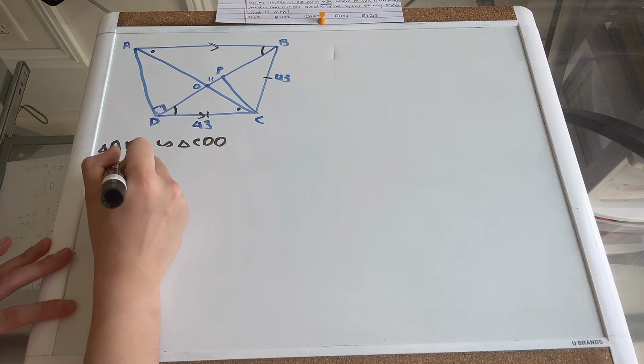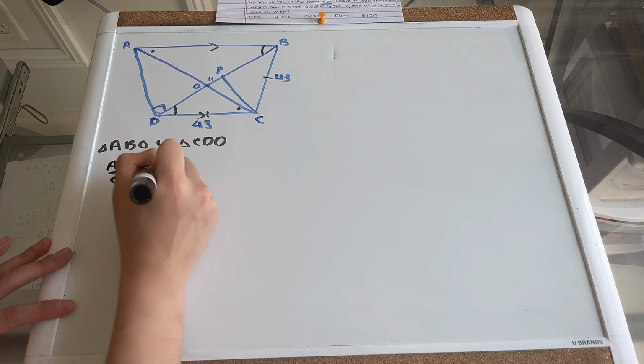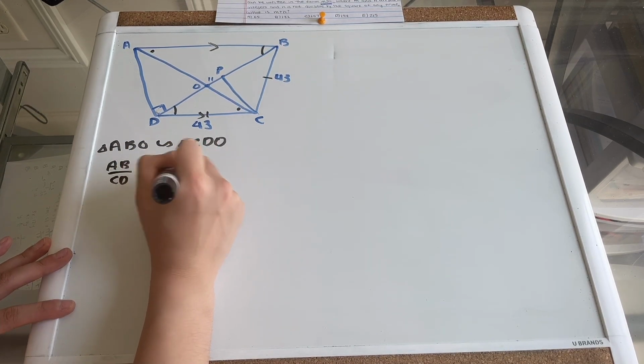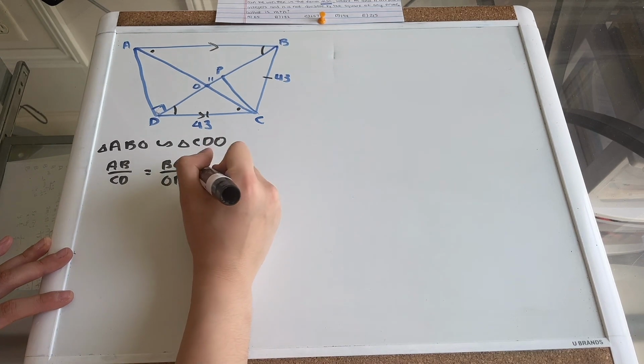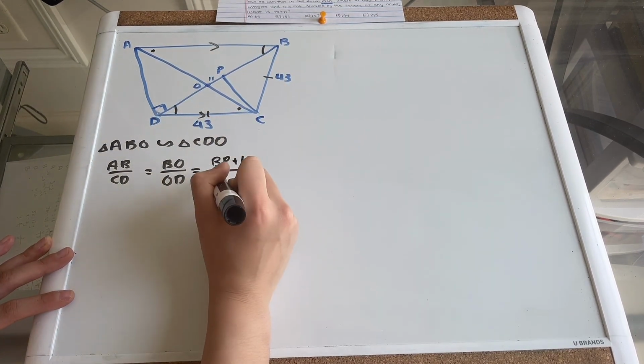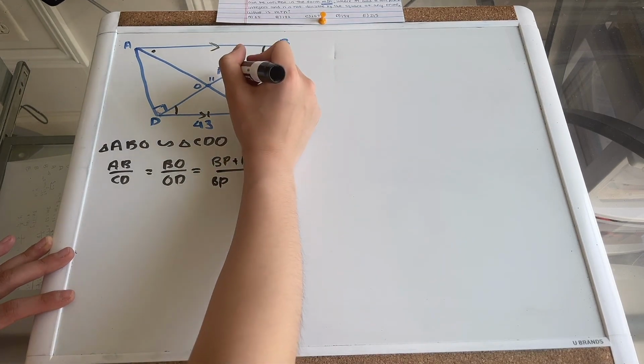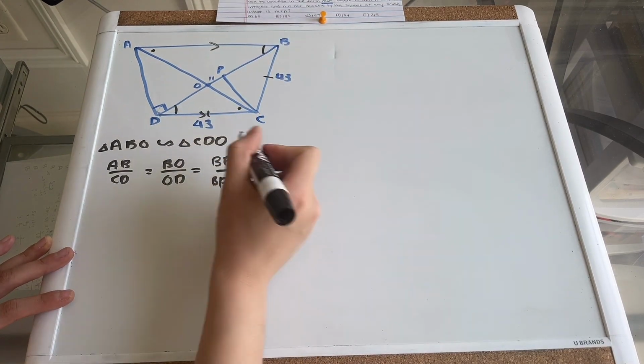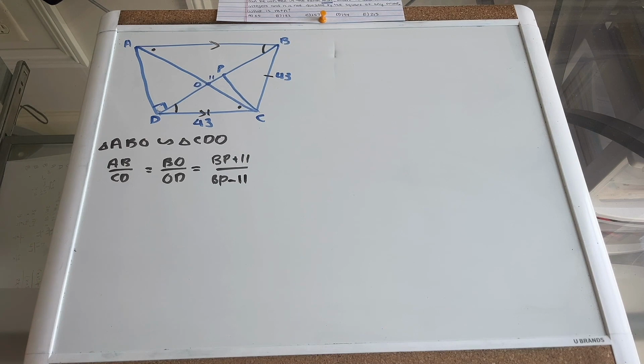So we know that AB over CD is equal to BO over OD, which is equal to BP plus 11 over BP minus 11, because that's the same as OD. Okay. So basically, right here, we can use other triangles to hopefully figure out one of these variables, and then we can plug it in to find one of these lengths.